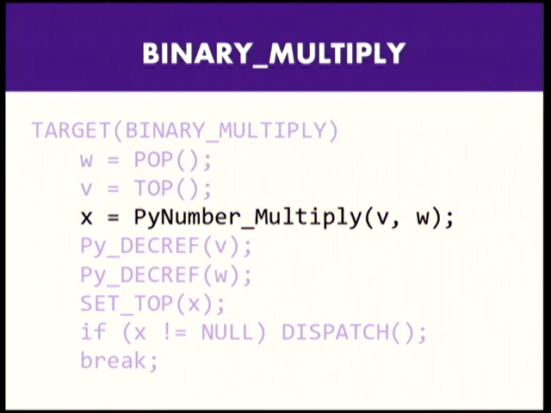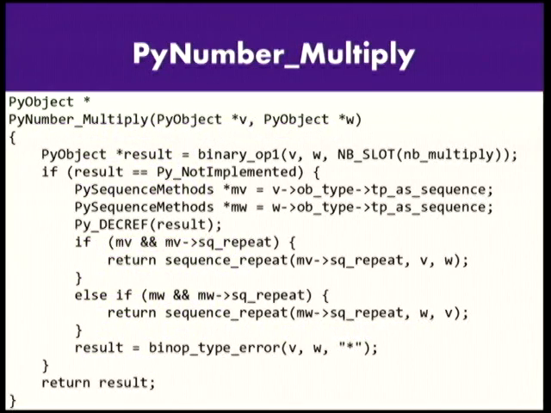So the next line, PyNumber_Multiply, that's a member of the number protocol. PyNumber_Multiply is going to attempt to multiply those two things together, and we store the result in X. And so actually, let's step into PyNumber_Multiply and see how it actually works. So here's PyNumber_Multiply. It's kind of hard to see maybe because it's a little small, but that is the entire function. The first line is calling something called binary_op1.